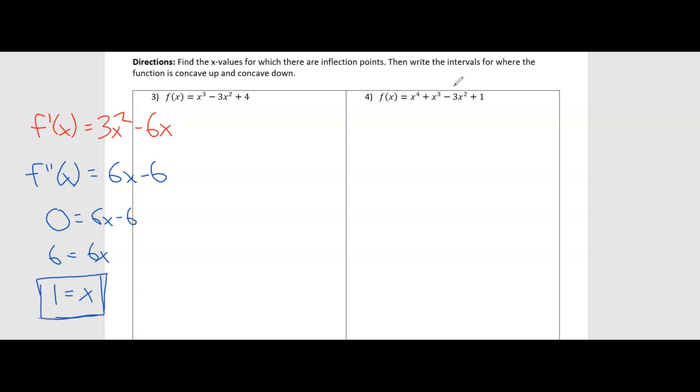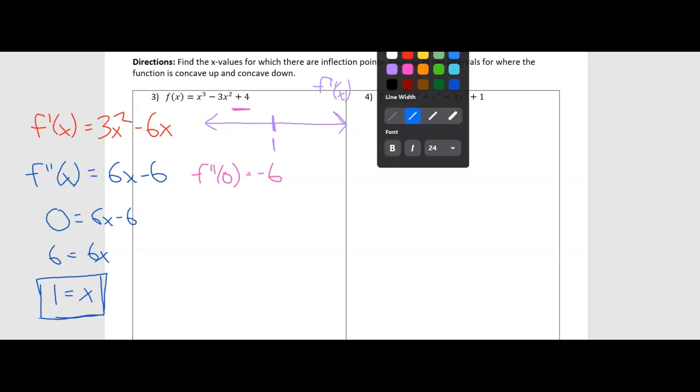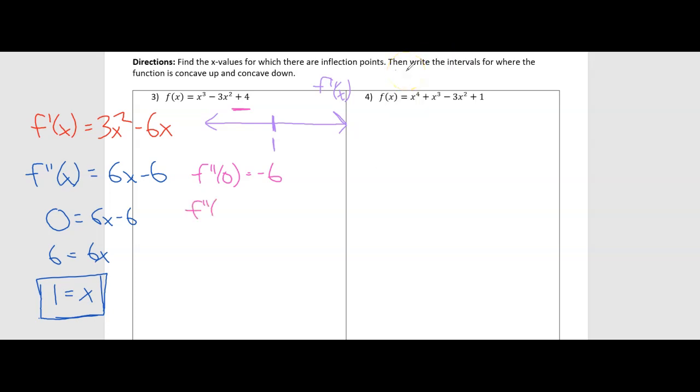So this is my critical point of my second derivative. Both the second derivative and the original function are continuous everywhere. So I can go to positive and negative infinity. Remember, this is f double prime. Let's choose some test points. So f double prime of 0 is equal to negative 6. So my second derivative is negative on that interval. And f double prime of 2, well, that's going to be equal to positive 6. So my second derivative is positive on this interval.